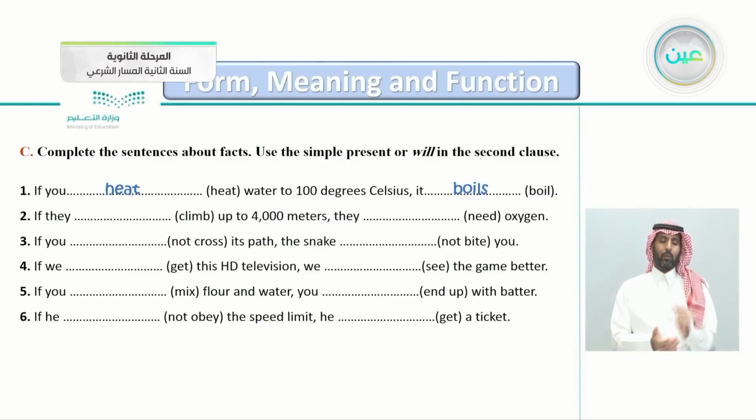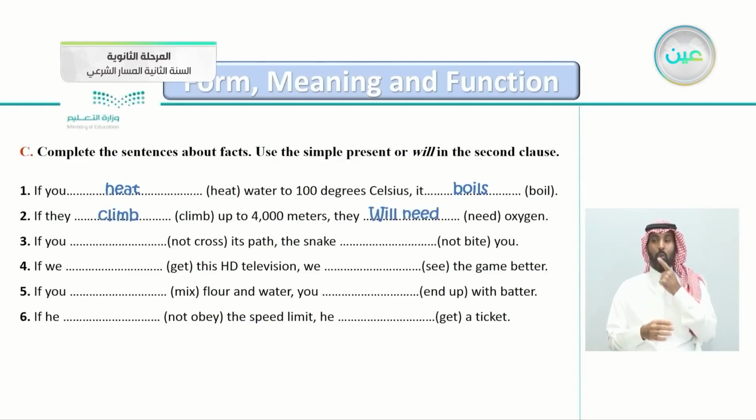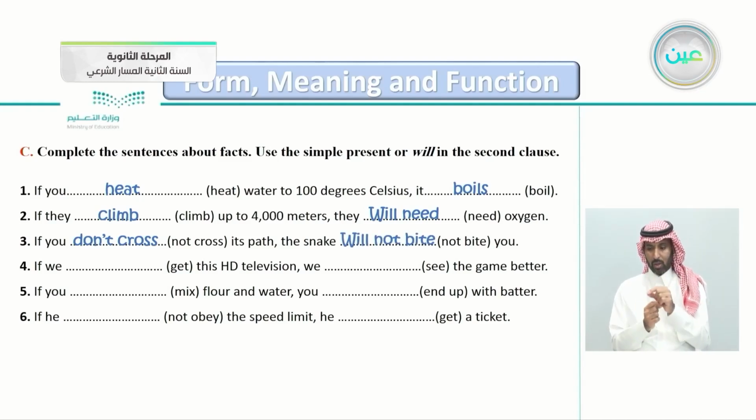Number 2, if they climb up to 4,000 meters, they need oxygen. So again, use the simple present or will in the second clause. So if they climb up to 4,000 meters, they, do we say need or will need? That's excellent. Will need. They will need oxygen. Number 3, if you don't cross its path, the snake not bite. That's correct. Will not bite you, or you can say won't bite you.